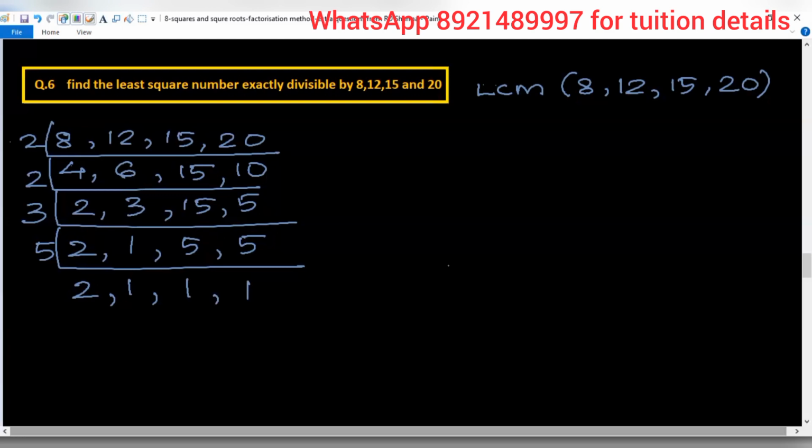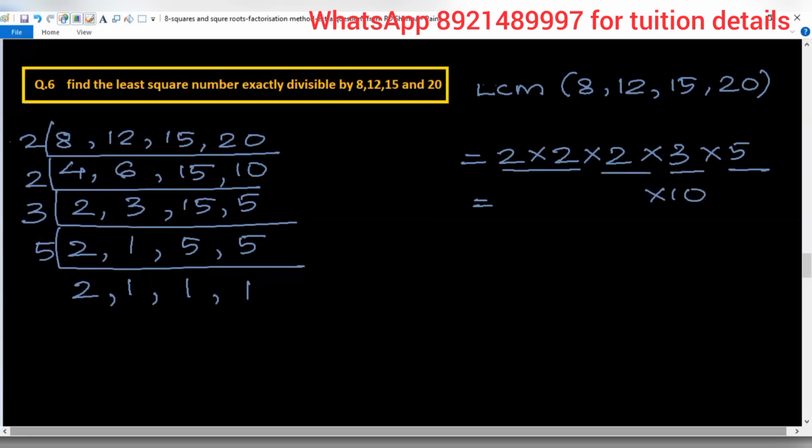Okay, enough. Now the LCM is, see from here we have to take 2. How many times does 2 come? 2 comes 2 times, 3 is there, again 5, again 2. So 2 comes 3 times actually, right? So 2 into 2 into 2 into 3 into 5. This is the LCM. Now, 2 into 5, 10. 2 into 2, 4. 4 into 3, 12. So it is 120. This is the LCM.